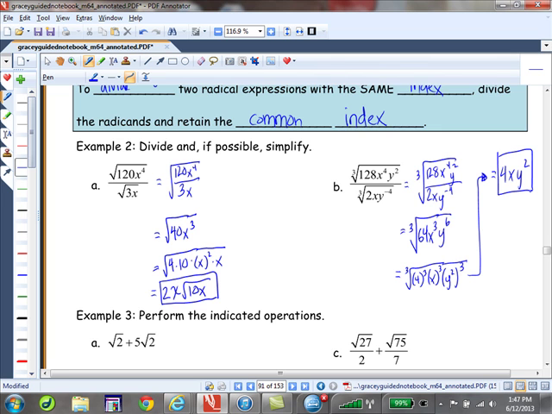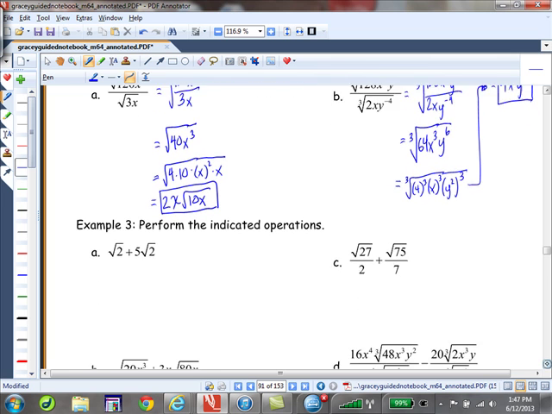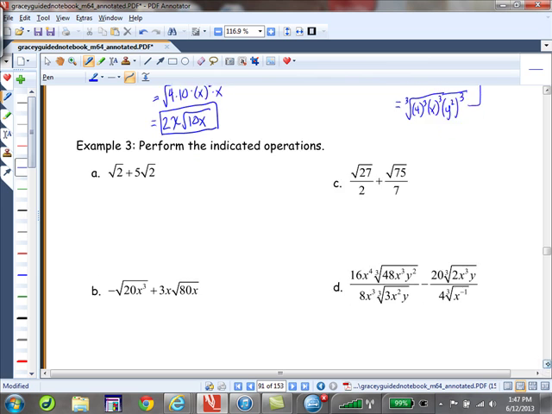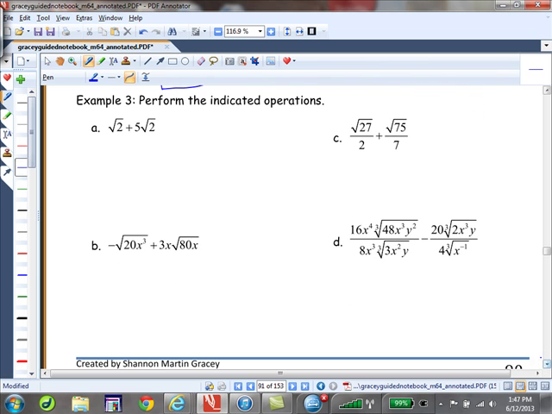All right, so example 3 kind of puts everything together. So why don't you go ahead and pause the movie and see how you do on these, all right? Good luck. Okay, let's see how you did.